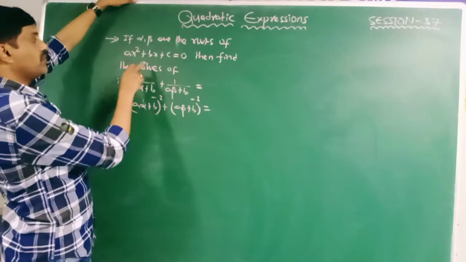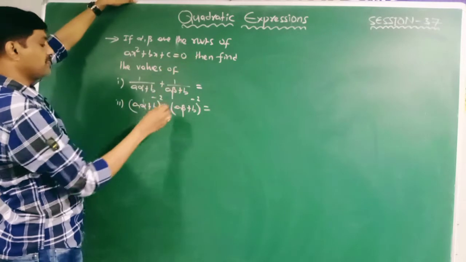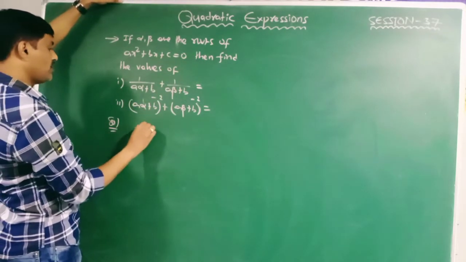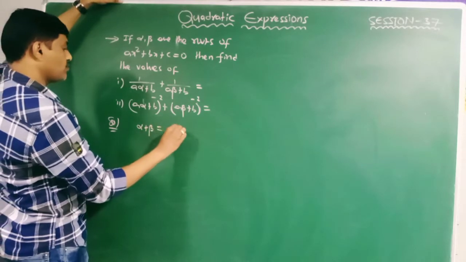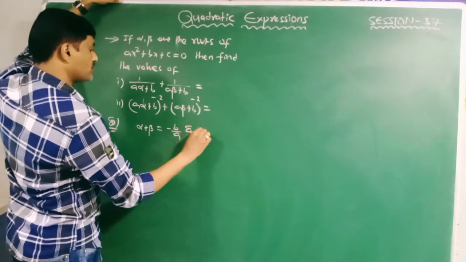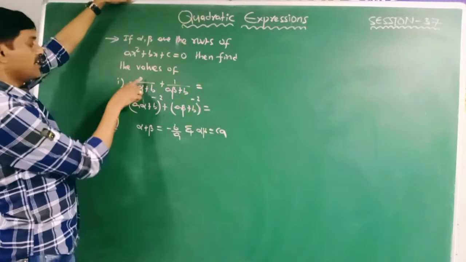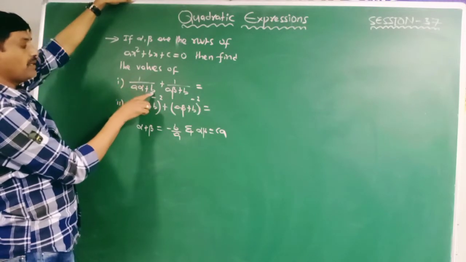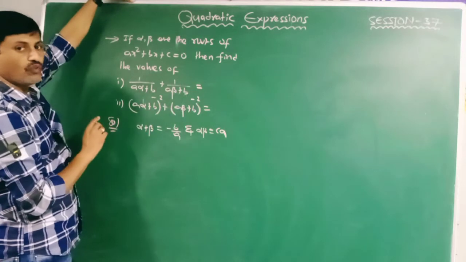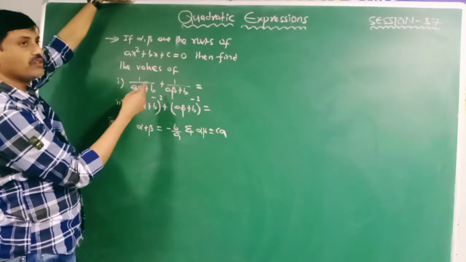Yes, alpha, beta are roots of ax square plus bx plus c is equal to 0, therefore the sum of the roots alpha plus beta is equal to what? Minus b by a, and the product of the roots alpha beta is equal to c by a. Now 1 by (a alpha plus b) plus 1 by (a beta plus b), we have to find the value. Just take the LCM, simplify, you get the answer.